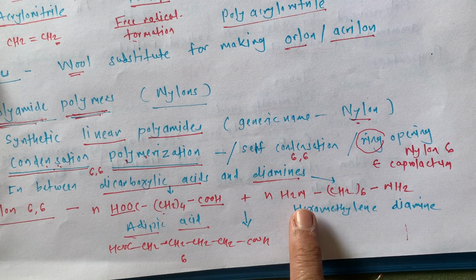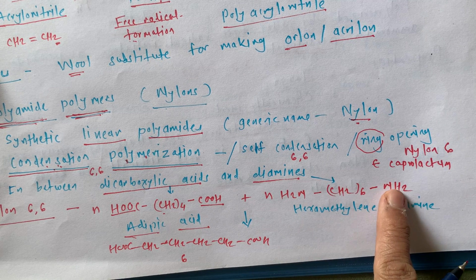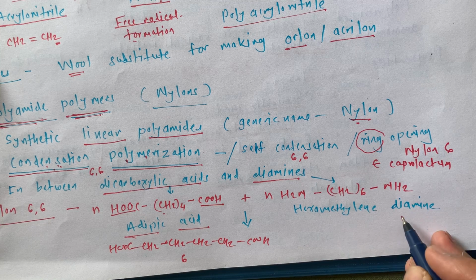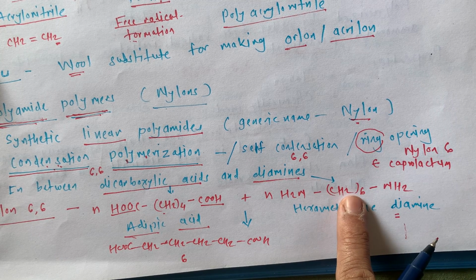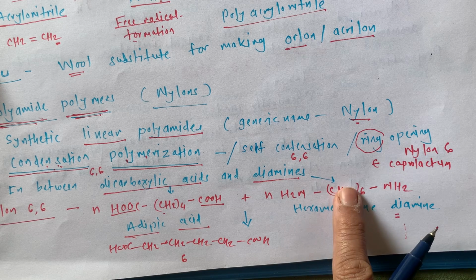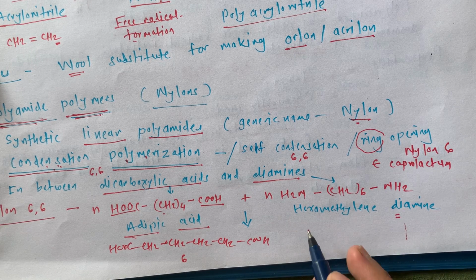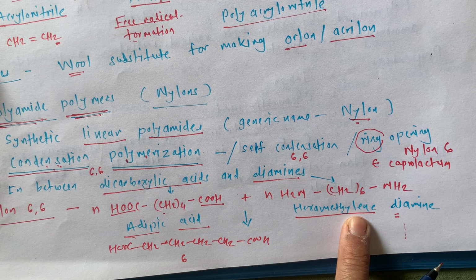The other unit is hexamethylene diamine. This is NH2, this is NH2. So this is known as a diamine, hexamethylene diamine. And here it is now a link of 6 carbons. That group is the methylene group, and those are 6 in number. That's why we are calling it hexamethylene.